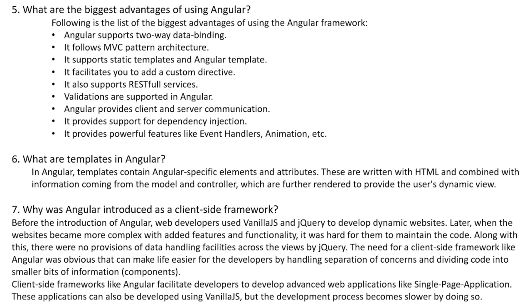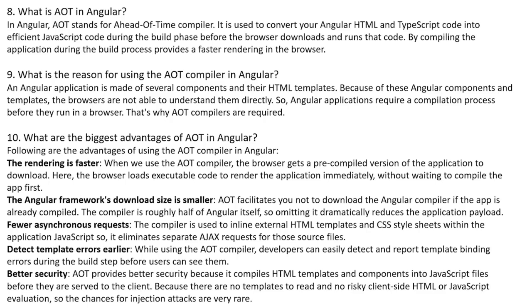Client-side frameworks like Angular facilitate developers to develop advanced web applications like single-page applications. These applications can also be developed using vanilla.js, but the development process becomes slower by doing so. Question 8. What is AOT in Angular? Answer. In Angular, AOT stands for Ahead of Time Compiler. It is used to convert your Angular HTML and TypeScript code into efficient JavaScript code during the build phase before the browser downloads and runs that code. Compiling the application during the build process provides a faster rendering in the browser.